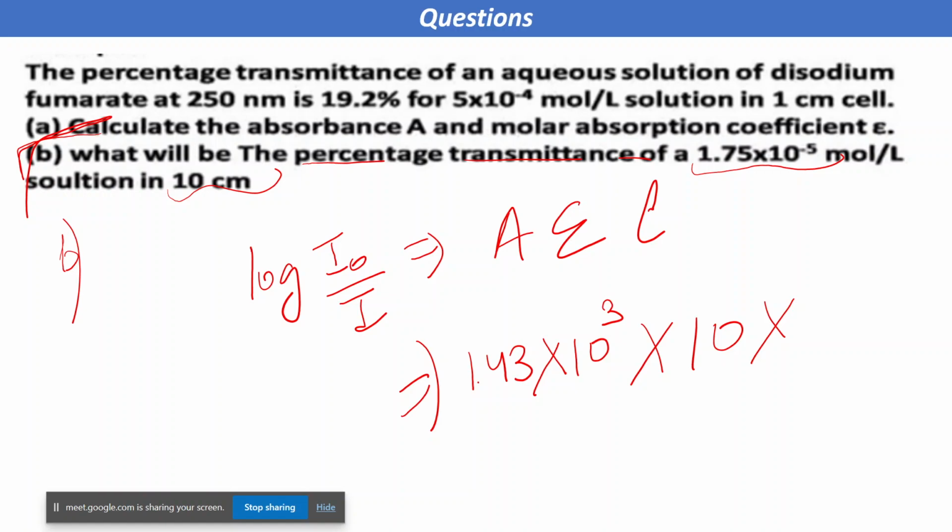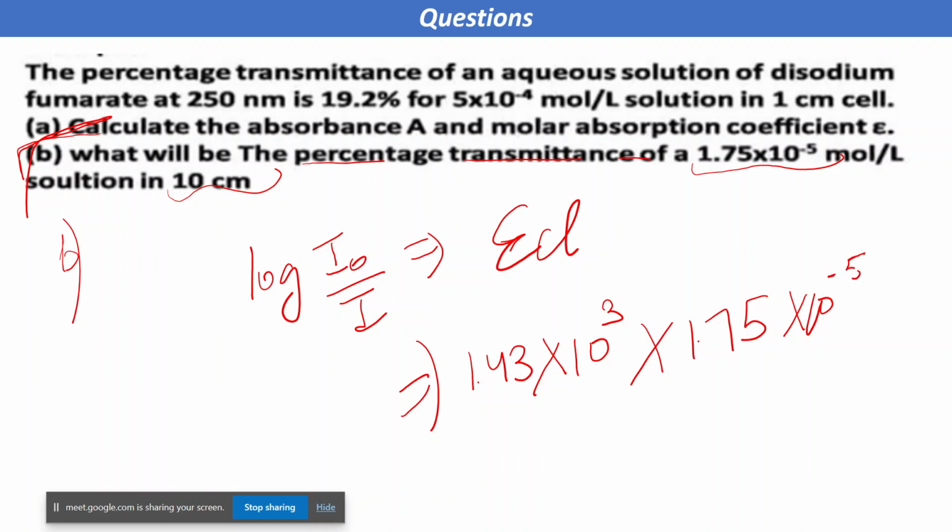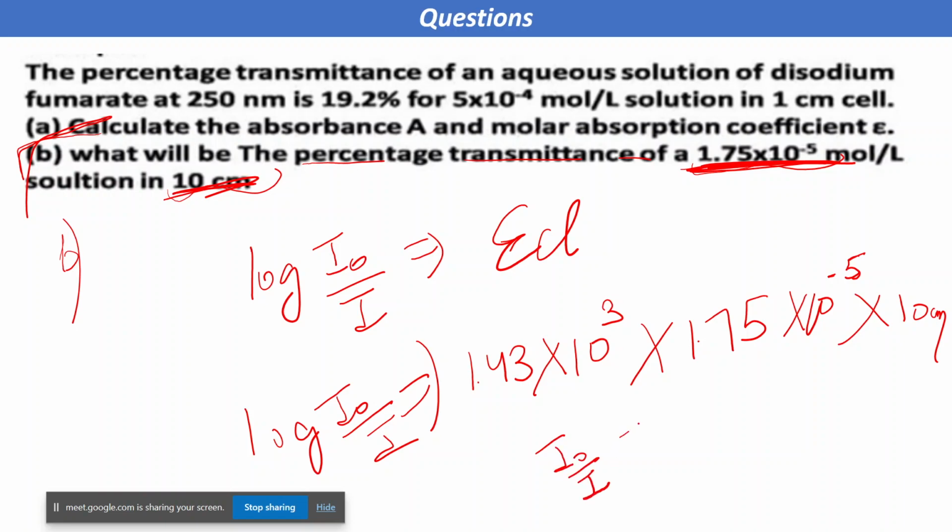concentration was 5 into 10 power minus 4. I have written it wrong. Concentration is 1.75 into 10 raised to the power minus 5, and path length was 10 centimeter. This is given in the question, 1.75 and 10 centimeter. So from that you can easily calculate log I naught by I. So just solve it, and after solving you will get the value of I naught by I. It will be 1.78.